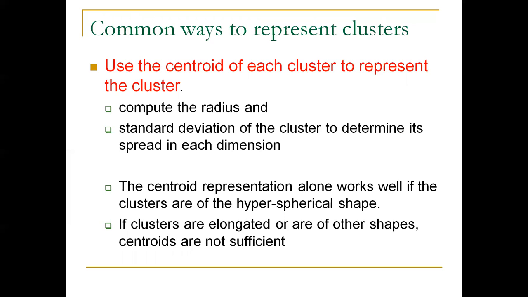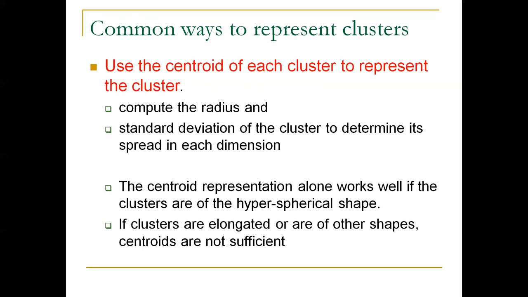So how do we do this? First of all, we compute the radius and standard deviation of the cluster to determine its spread in each dimension. What does this mean? It means that we take an estimate and assume a number, considering it as a radius, and we compute with that to each and every point to determine a common point which is equal in distance to each of the points. That common point can be called the centroid.